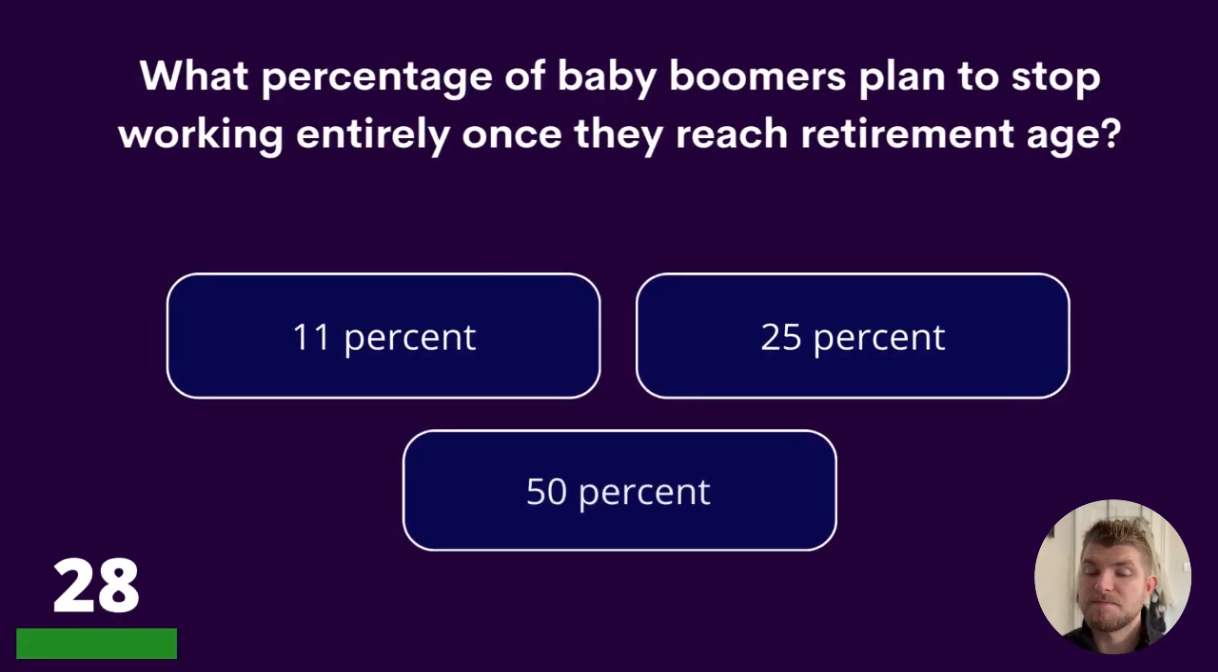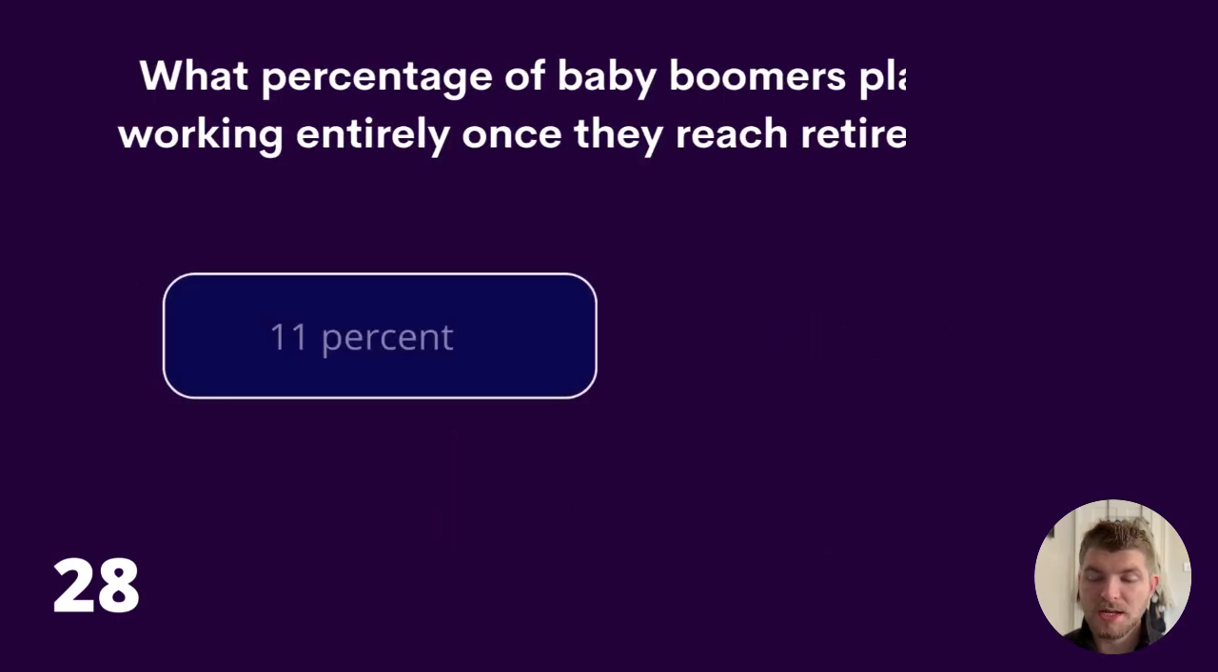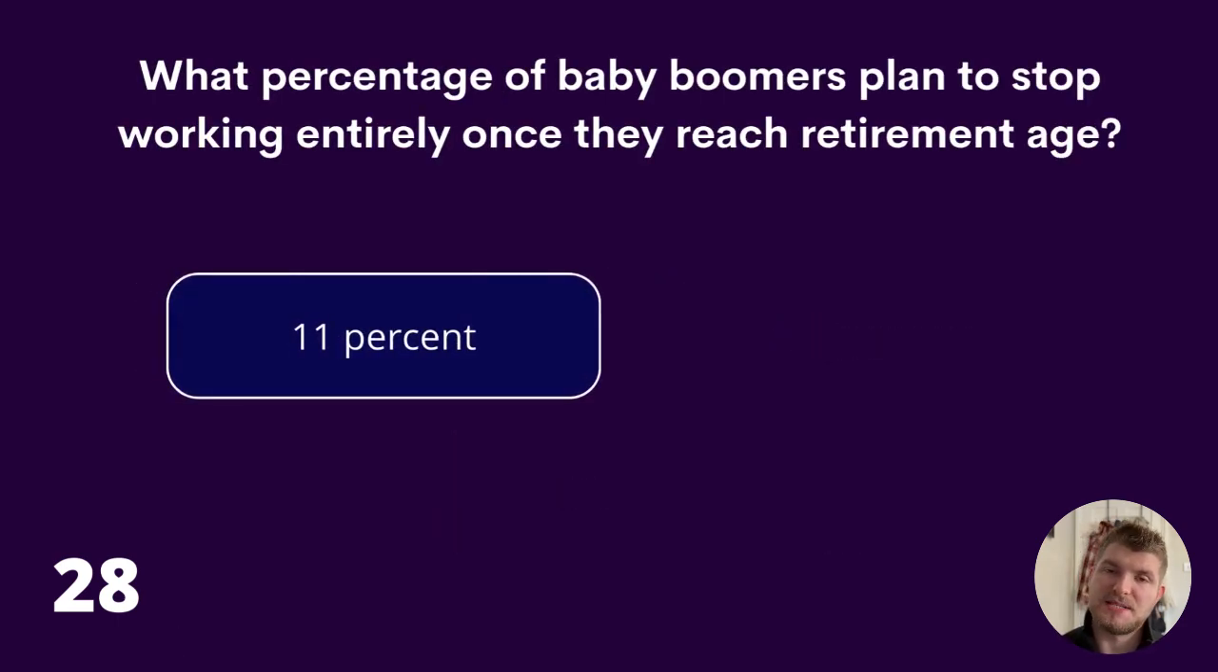Question 28. What percentage of baby boomers plan to stop working entirely once they reach retirement age? 11%, 25%, or 50%? The answer is 11%.